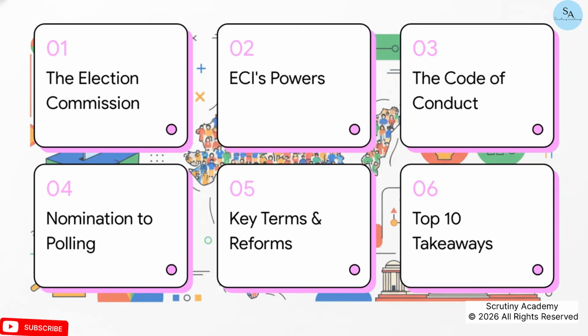So, here's our game plan. We'll start with the Election Commission and what it does. Then we'll get into the Model Code of Conduct, follow the whole election journey from A to Z, and finish up with some key terms and a rapid-fire list of the top 10 things you absolutely have to remember.